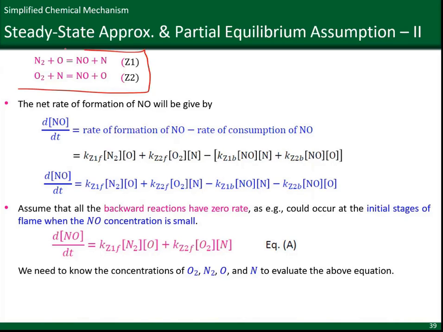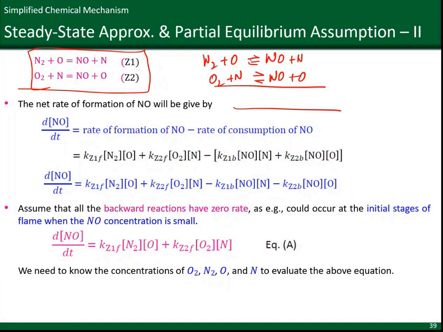Okay, we said that when we're talking about NO formation, it's not happening in a single step, but actually in two steps. If you look at these two together, N2 plus O giving NO plus N, and O2 plus N giving NO plus O.